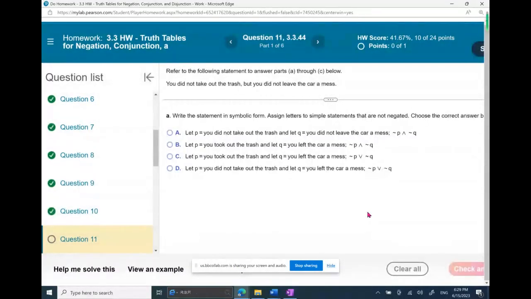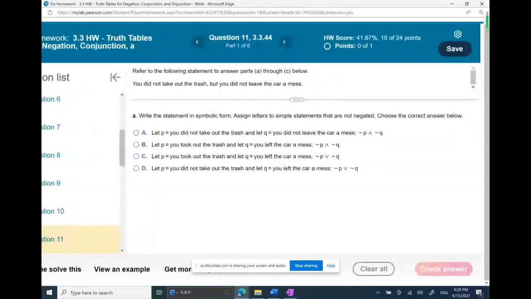Question number 11. Refer to the following statement to answer parts A through C. You did not take out the trash, but you did not leave the car a mess. Write a statement in symbolic form. Assign letters to simple statements that are not negated. Choose the correct answer below.